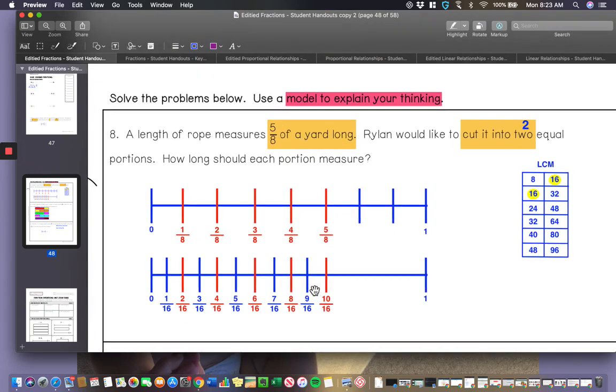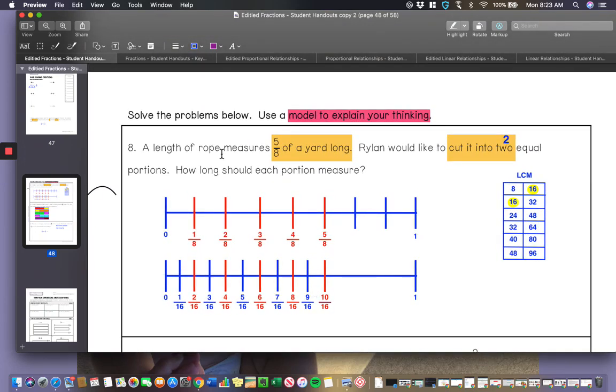All right, on the back of the page, it says solve the problems below and use a model to explain your thinking. So we're using models here. Number 8 says the length of a rope measures 5/8 of a yard long. Ryan would like to cut it into 2 equal portions. How long should each portion measure?